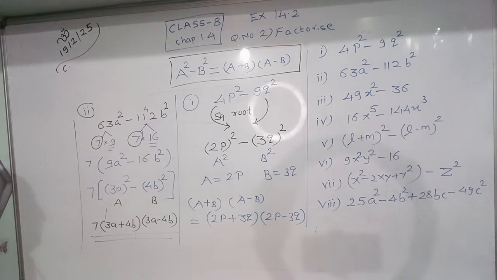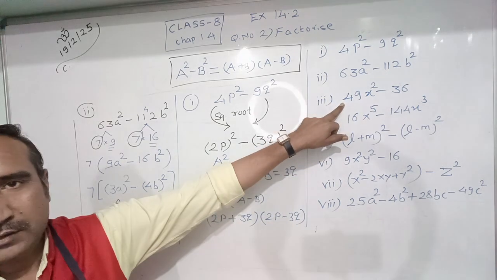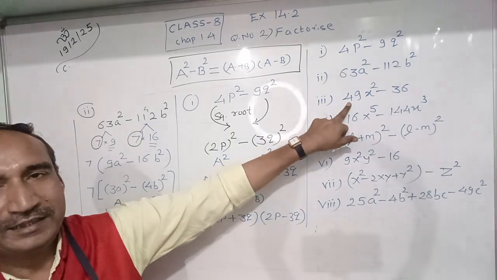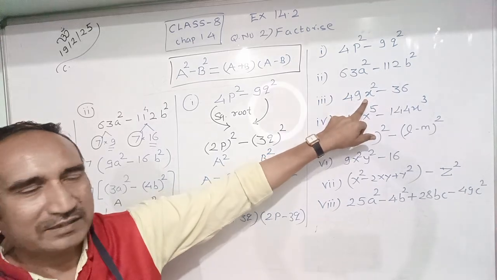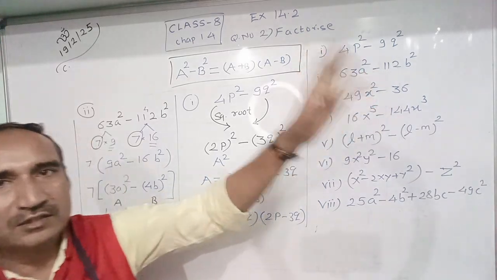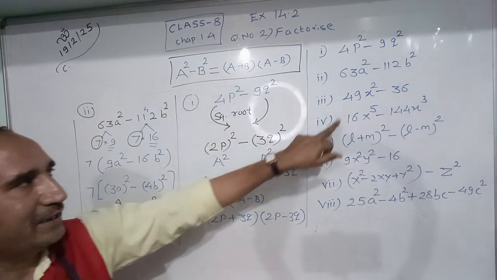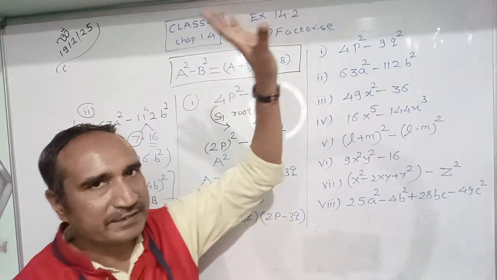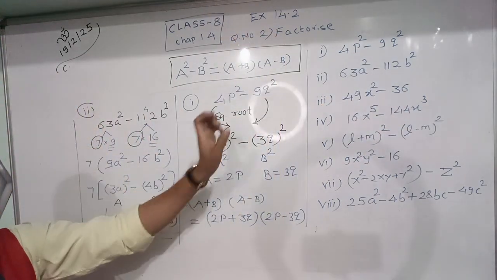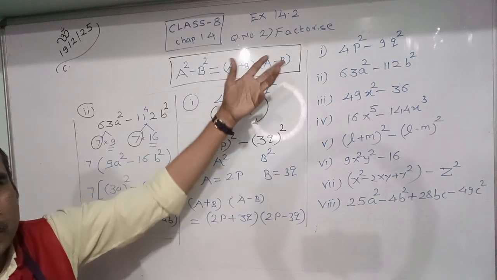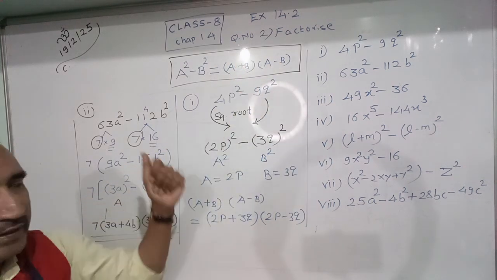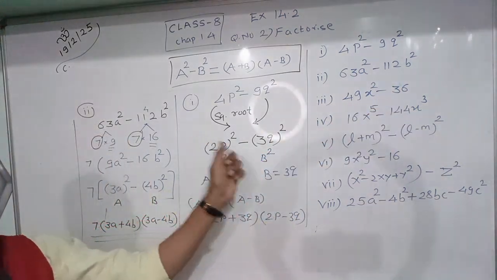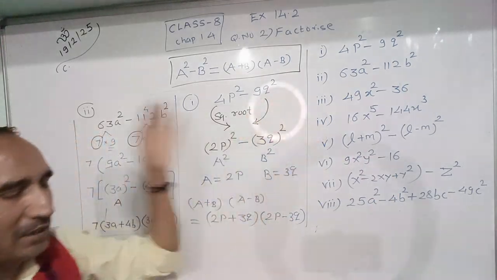In a similar way, we can find the factors of this directly. Here 49 is a perfect square, x square is there. 36 is also a perfect square. So you can answer directly: 7x bracket square minus 6 bracket square. A square minus b square, a plus b, a minus b. So what must be the answer? Orally we can tell 7x plus 6 in one bracket, 7x minus 6 into another bracket.